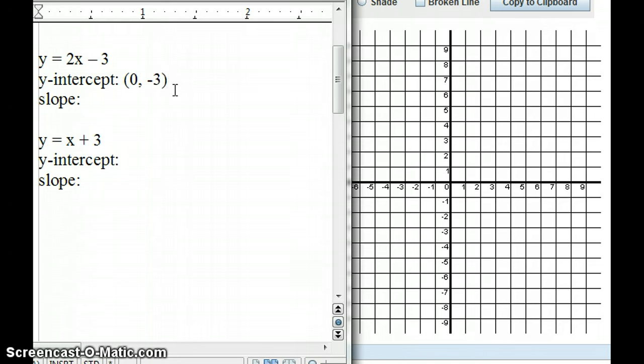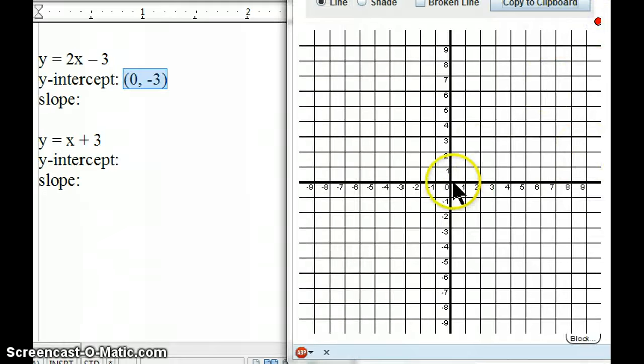So the y-intercept would be (0, -3) for this particular equation. And then when I graph it, it's over 0, down 3 right there on the coordinate plane.